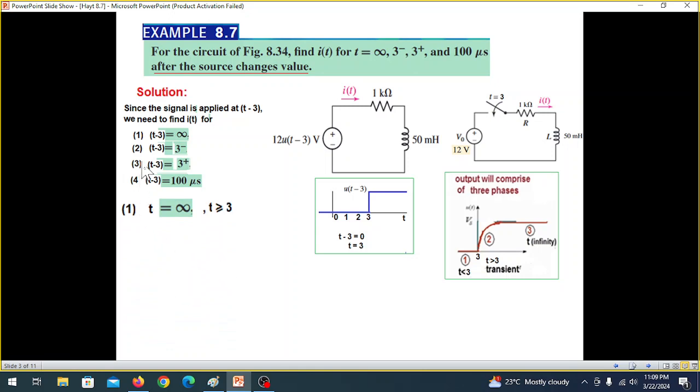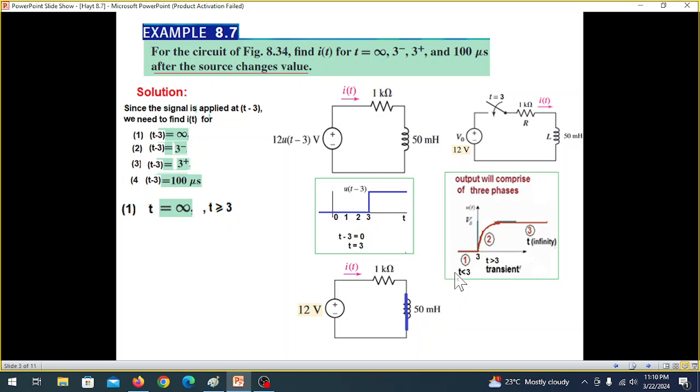Okay, now the first part: at t is equal to infinity, that means we can write t equal to infinity for t greater than or equal to 3. So what will happen? Our circuit is in this region, the circuit is in this region before this. That means it is in the steady state condition, and in the steady state condition, the inductor behaves like a short circuit. So we have shorted this.